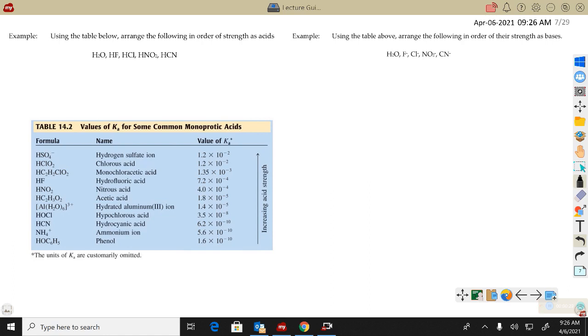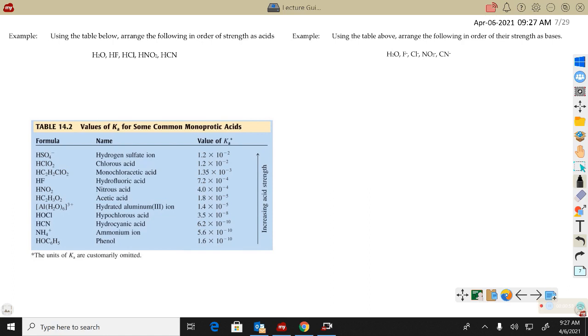Anytime you have an equilibrium constant, equilibrium constants are always a ratio of product over reactant. So the larger the Ka, the more product. And in this case, we're talking about the tendency of these acids to dissociate to form product ions. And with acids, one of those product ions will always be hydrogen, or sometimes we say hydronium, H3O+.